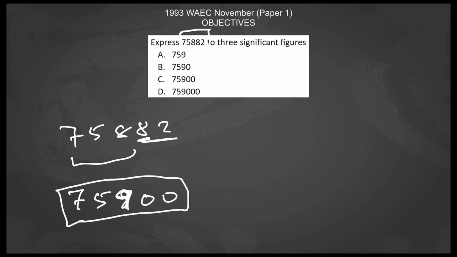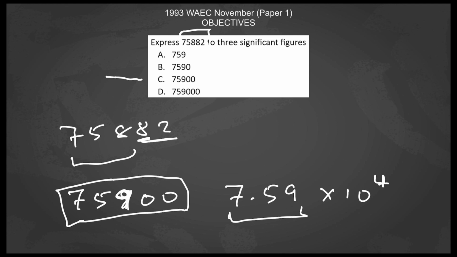And how can we clearly see this? If I rewrite this number in scientific notation, I see that I have 7.59 times 10 to the fourth power. And this is clearly three significant figures. Therefore, when I go to the answer options, I see that C here will be my correct answer.